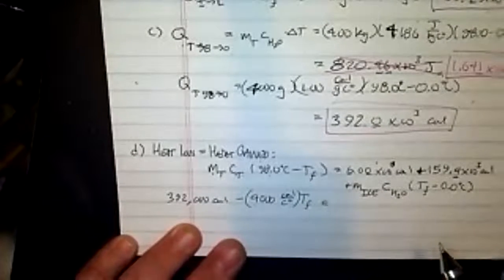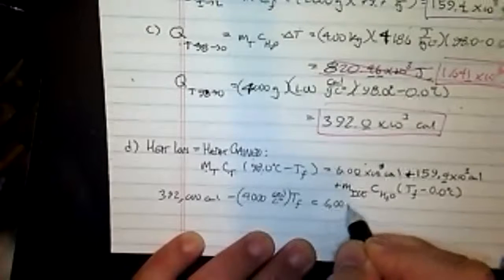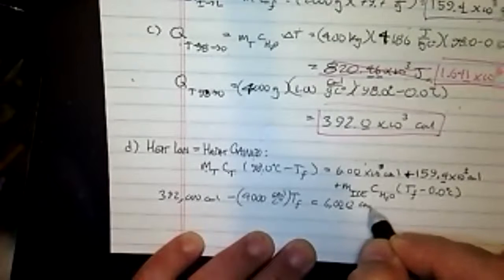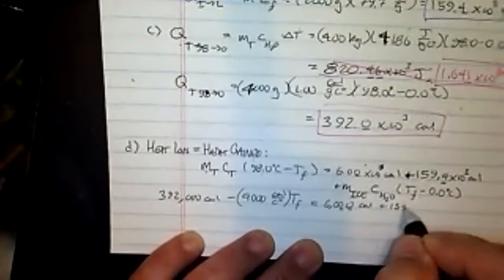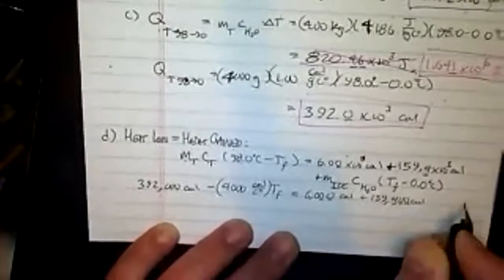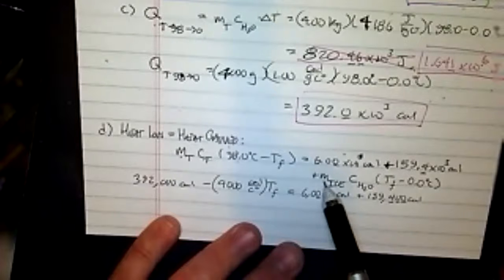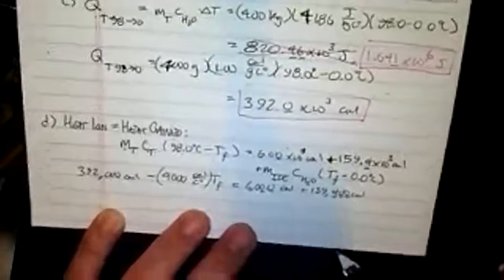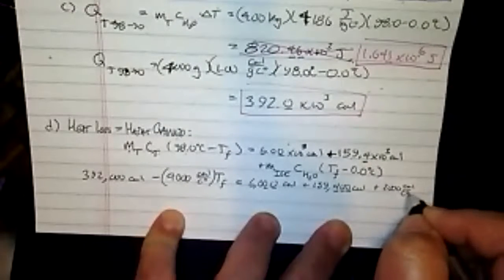The right-hand side, on the other hand, is going to be the 6,000, and I'll call this and this doubtful digits. It's the 159,400 calories. And then finally, our last answer, notice this would be 2,000 times 1 times 0. I get nothing for that, but instead I get plus 2,000 calories per Celsius degree T final.